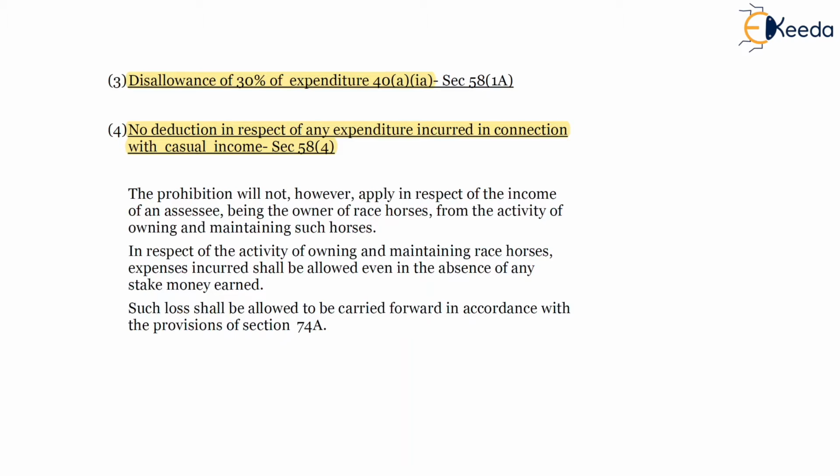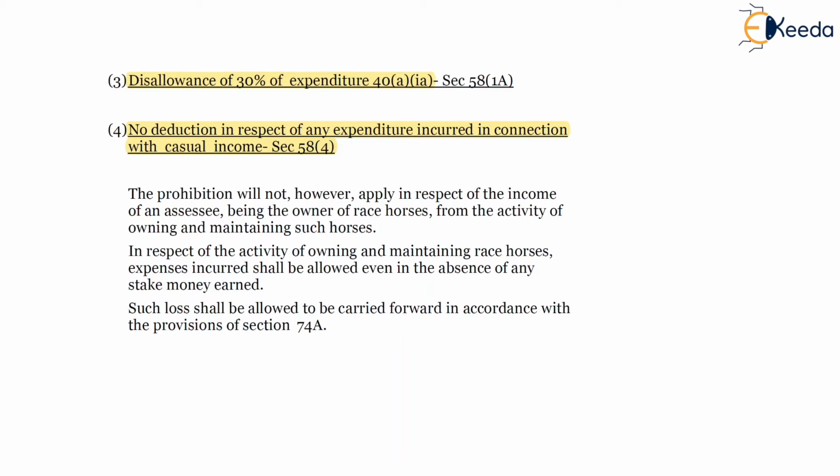Also, such a prohibition is not applicable. I mean, deduction of expenditure is not applicable to an activity which is owning and maintaining horse races. Owning and maintaining horses, in such a case, if any deduction is incurred, then subsection 4 of section 58 won't be applicable, meaning there will be no disallowance of expenditure in the case if the business of the SSC is owning and maintaining horse races. Also, even if there is no income, even if there is no stake money income from horse races, then also such an expenditure, if incurred, will be allowed.